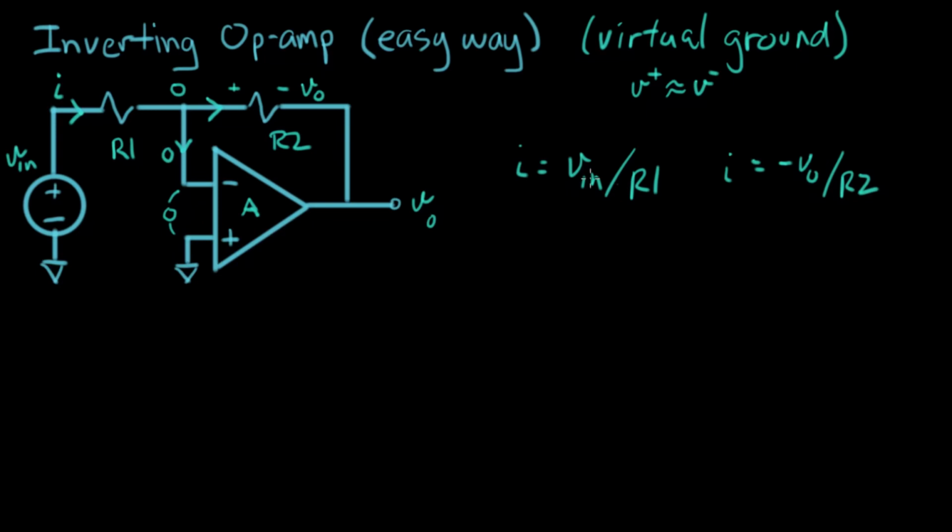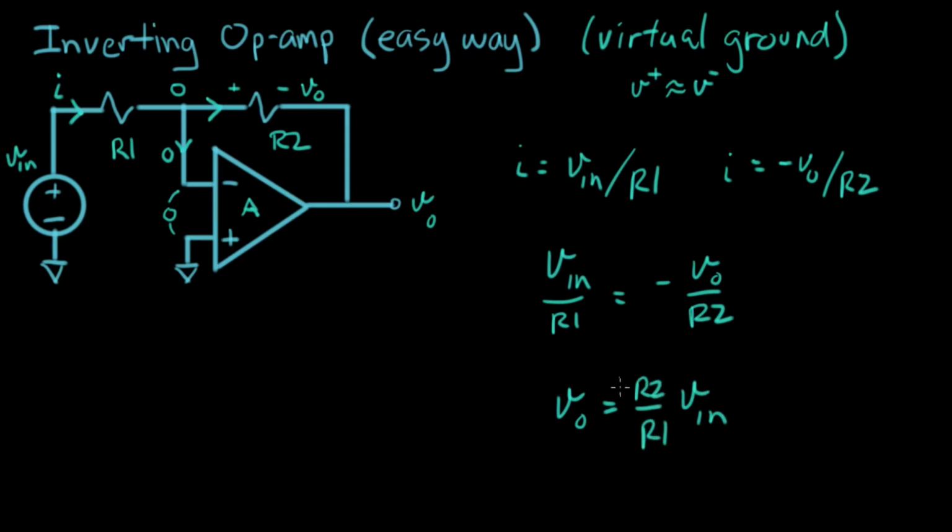All right. Now let's set these two currents equal to each other. So that means that Vin over R1 equals minus V out over R2. And what we want is an expression that tells us what V out is in terms of V in. So V out equals V in times R2 on top, R1 on the bottom, and there's a minus sign. And we did it. That's the expression for V out in terms of V in for the inverting op-amp configuration.